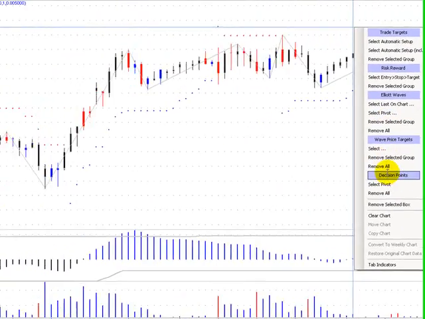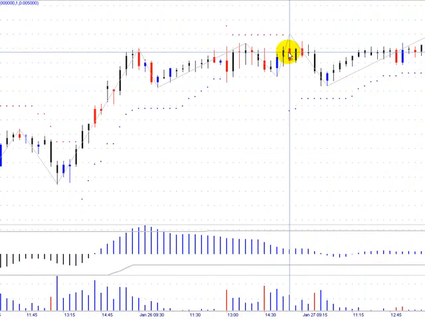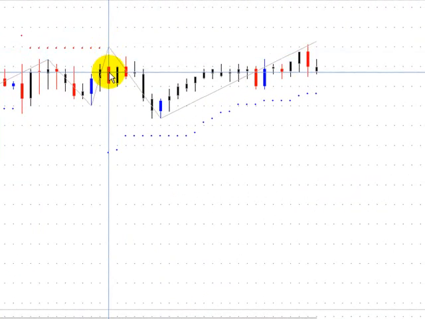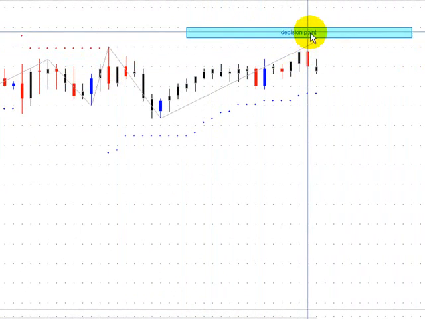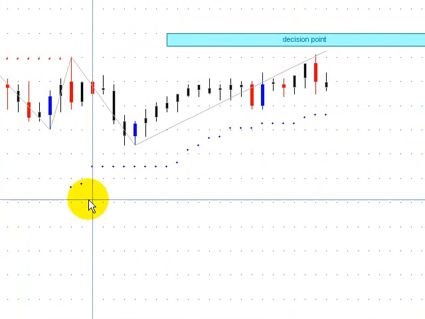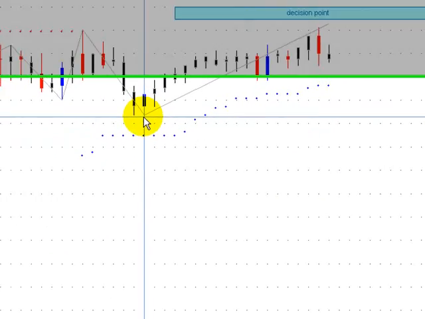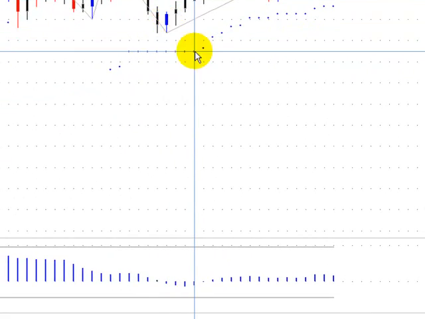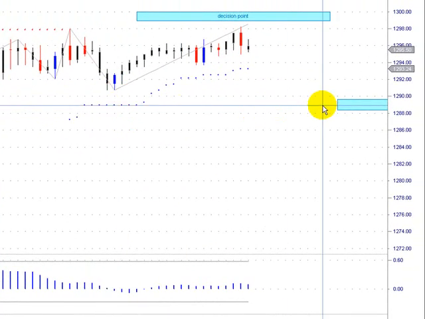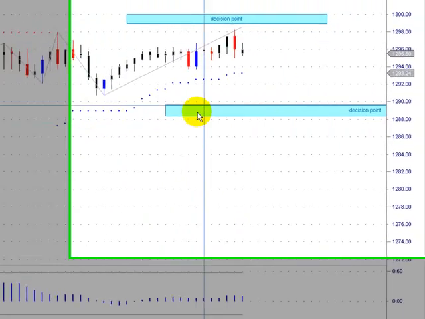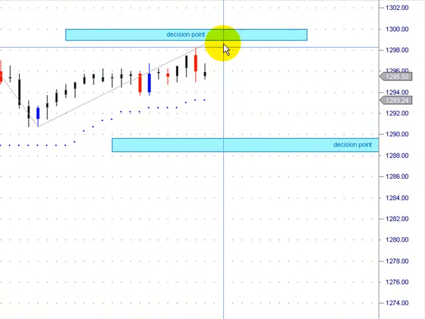Before we set up for our next trading day, we're going to take a decision point off this swing high here. And that's our major resistance to the upside, if we're trading intraday. And then we're going to take a decision point support off of this swing low here. This gives us a couple of areas of support and resistance.